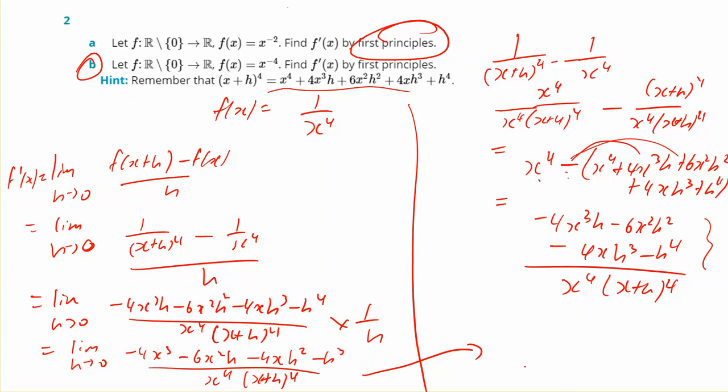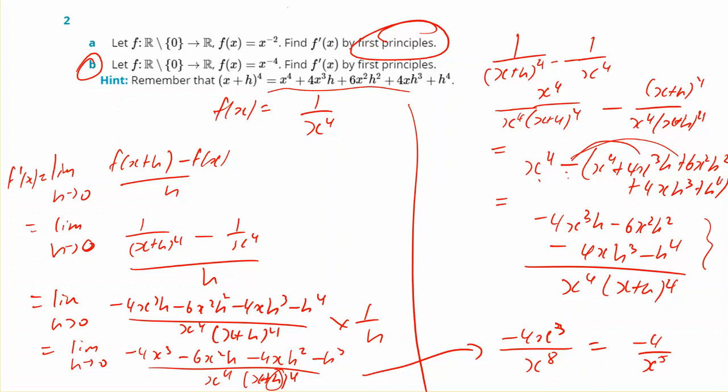Now you sub in h equals 0, so you're left with negative 4x cubed. All the terms that depend on h go away, and then you're left with x to the 4 by x to the 4, which is x to the power 8. So negative 4x cubed divided by x to the 8 is, using index laws, 3 minus 8, x to the power negative 5. So I'll bring that down to the bottom. So it's negative 4 over x to the power 5.